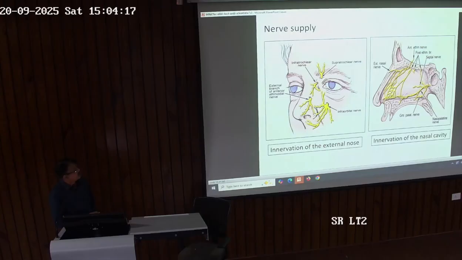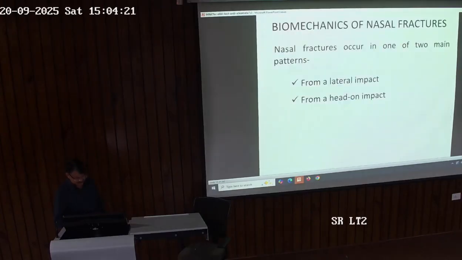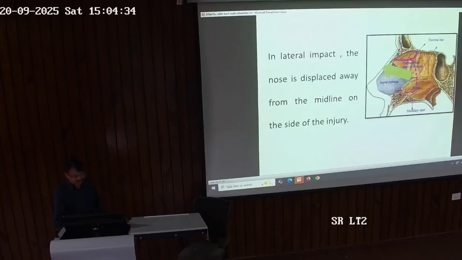This diagram shows the nerve supply of the nose. Biomechanics of nasal fracture. Nasal fracture occurs in one of two main patterns, either lateral impact or head-on impact. In lateral impact, the nose is displaced away from the midline on the side of the injury.